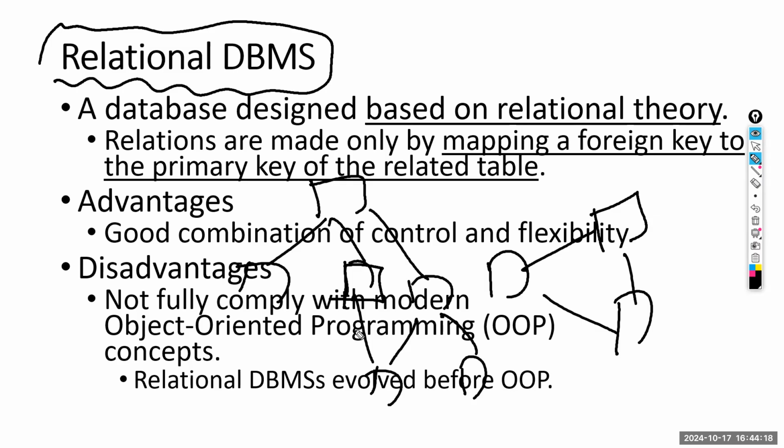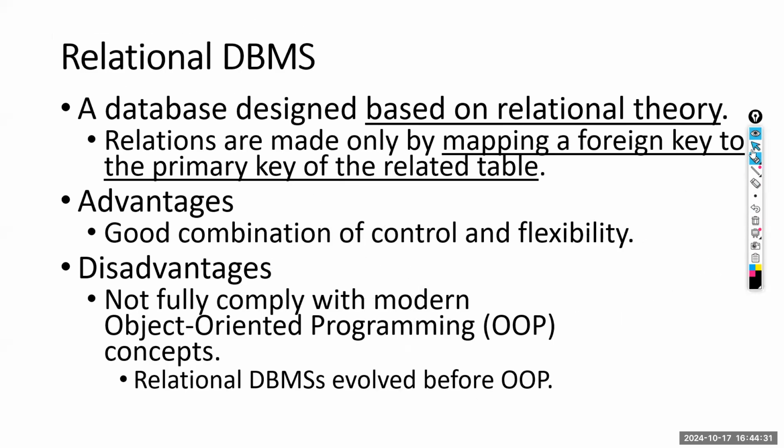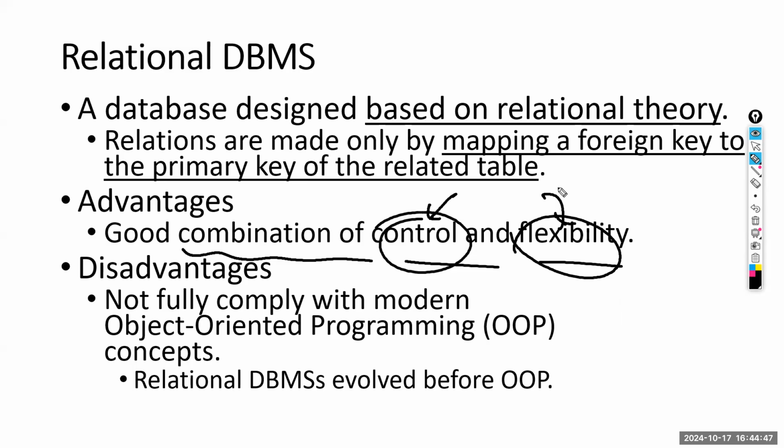So therefore, there's a theoretical background behind relational DBMS, but that theory we don't study in A level. We call it relational theory. It's a mathematical topic. We don't study that in your A level, but you must remember there's a mathematical theory behind that also, which is good. So the advantage of relational databases is a good combination of control and flexibility. Not too much control, not too much flexibility. Just the right amount of control and flexibility when it comes to relational DBMS.